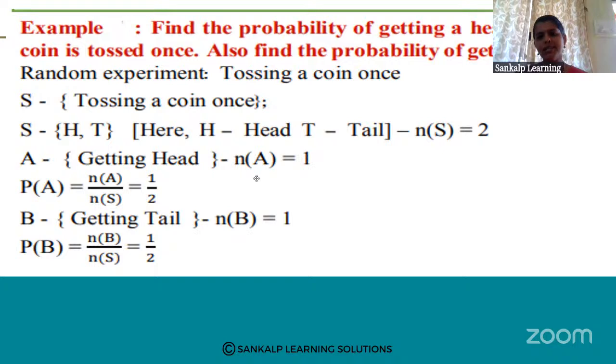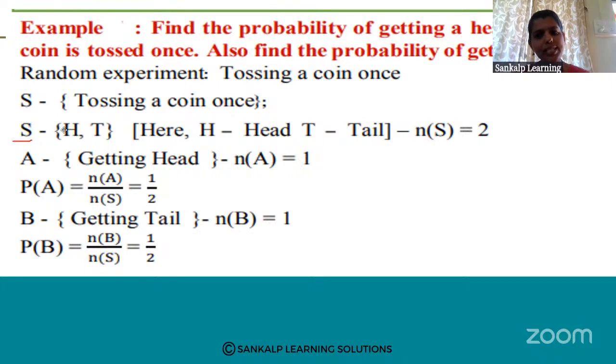Random experiment is tossing a coin. How many times are you tossing? Only once. Tossing a coin is a random experiment. S is the sample space. The set of all the results, the set of all the events, we call it the sample space, and the sample space can be denoted by the letter S.